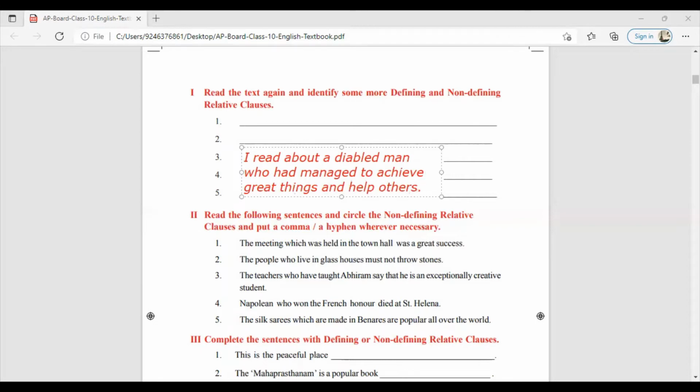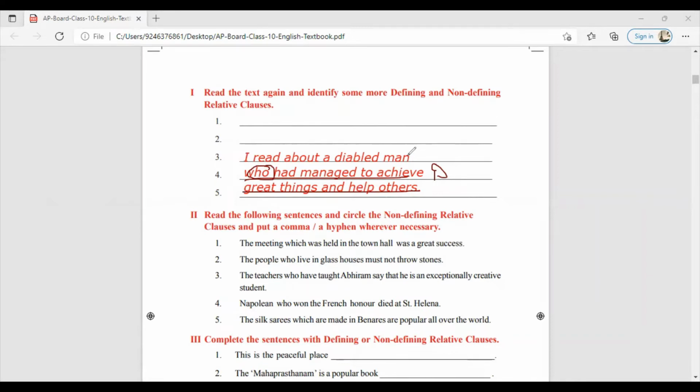So if you observe here, I say that "who had managed great things" completely is a clause. I say it as a defining relative clause. "Who" is a word which is relating, so I write it as a relative clause. So this is a defining clause. Without that, I cannot expect the meaning to be perfect.